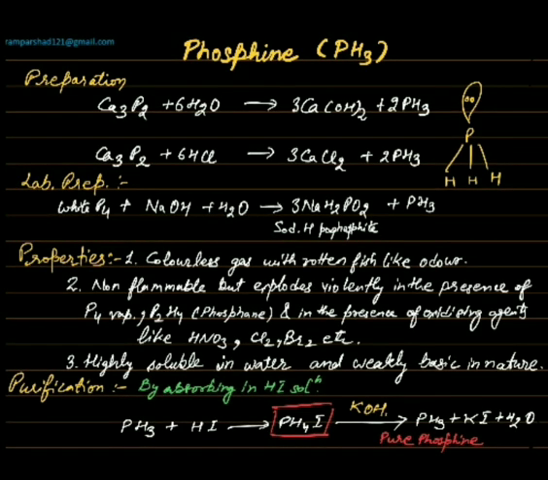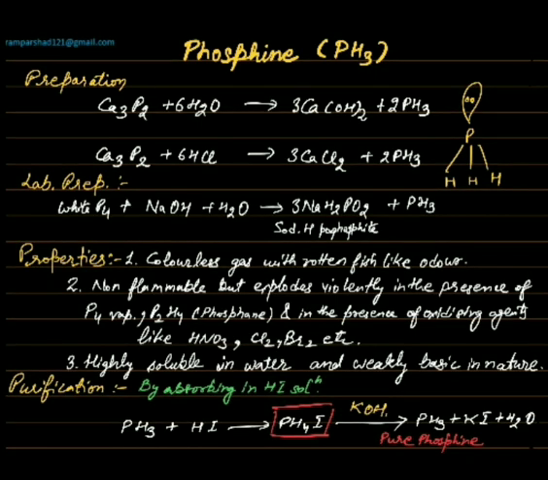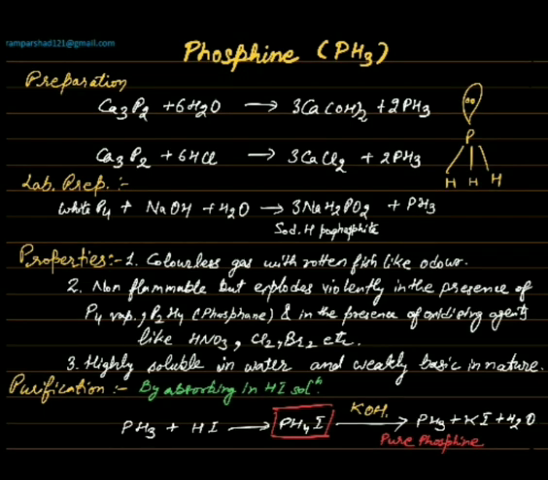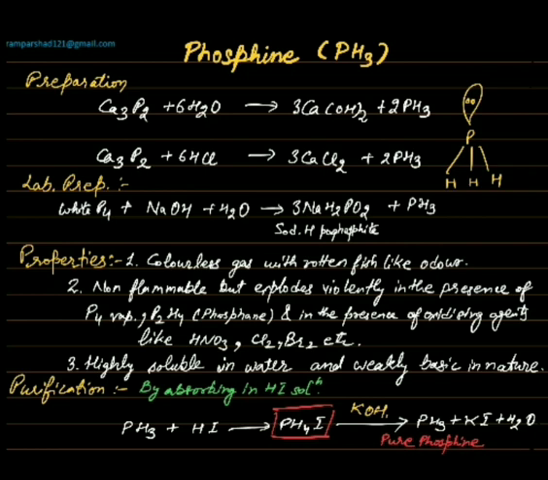But in the laboratory, we can prepare this phosphine gas by dissolving the white phosphorus in boiling alkali solution, that is sodium hydroxide solution. And there is formation of phosphine gas along with the other byproduct like sodium hypophosphite.